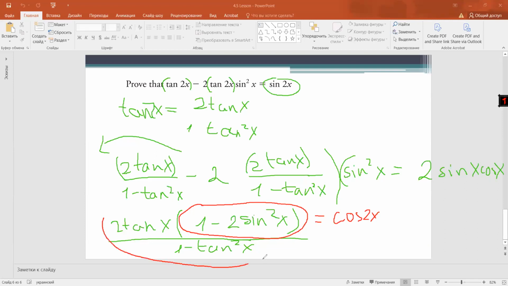And another identity is 2 tangent x over 1 minus tangent squared x. That's also an identity, the formula for the double angle of tangent. Tangent 2x equals this. You see, now we expanded, we unfolded the initial double angle for tangent. And what we see now is that there was the double angle for tangent and cosine squared x.